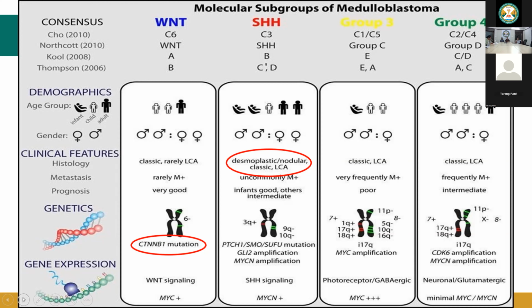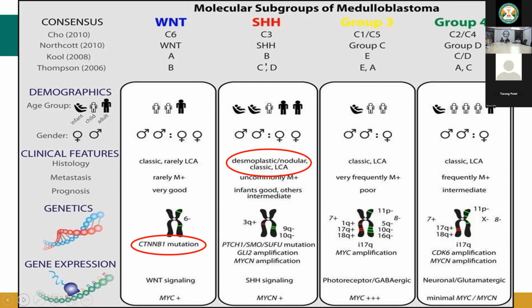The SHH group can be seen in infants, children or adults. Here also there is no sex predilection and it can be desmoplastic nodular, classic or LCA type. Uncommonly, it can also metastasize. In infants, it has a good prognosis, while in others, it has an intermediate prognosis. MYCN positivity will be there. PTCH, SMO, SUFU mutations will be seen.